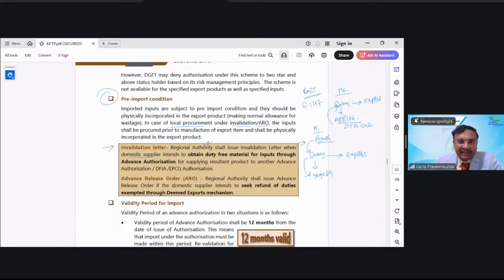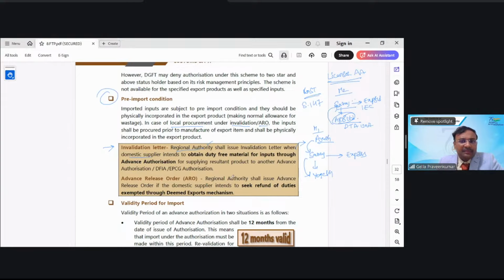In that case, the regional authority will give an invalidation letter stating that Swami has an IEC, Swami manufactures and exports goods out of India, and Swami wants to buy goods from ABB Limited. So, ABB Limited, kindly supply the goods to Swami against the license I have granted, called advance authorization. Based on this, read with Section 147, ABB Limited supplies the goods without payment of GST. Refund can be claimed by Swami or ABB Limited. This is where my invalidation letter comes into the picture.